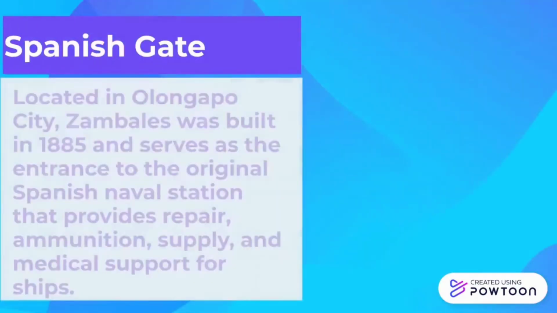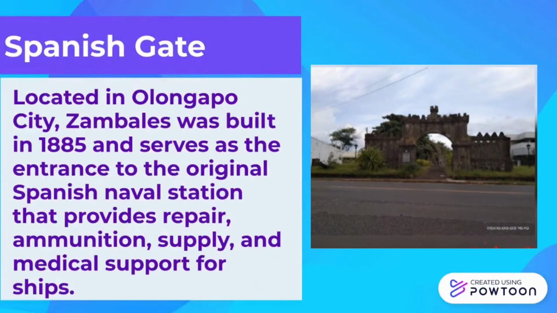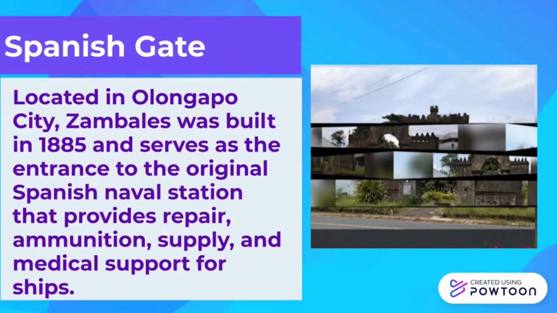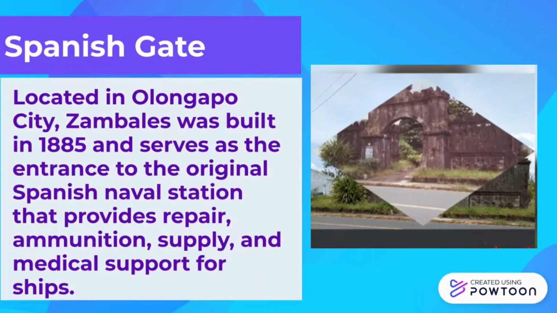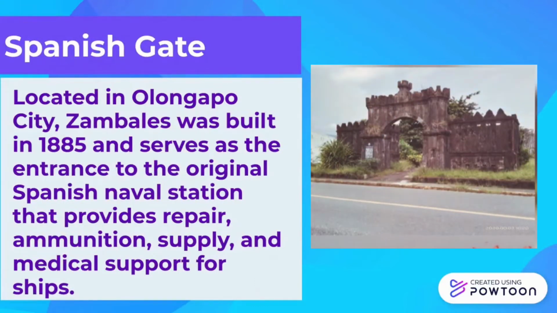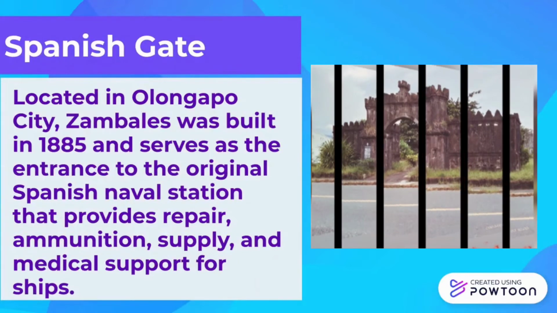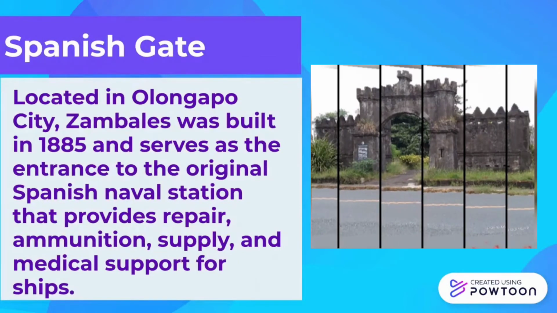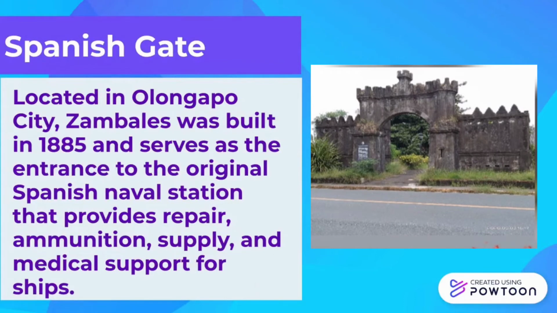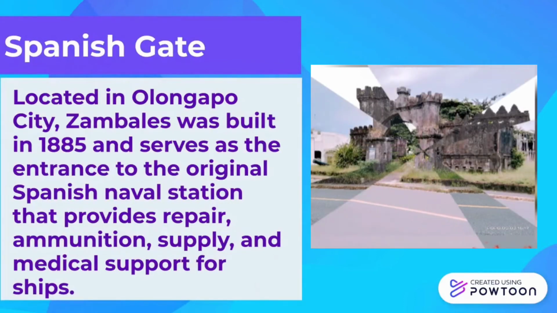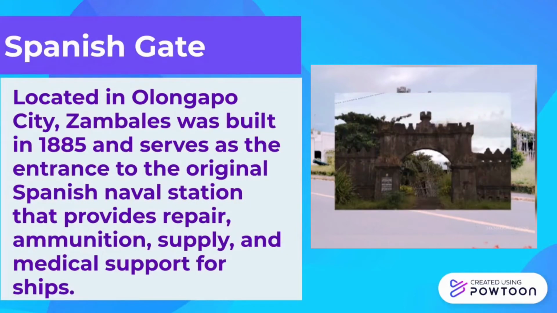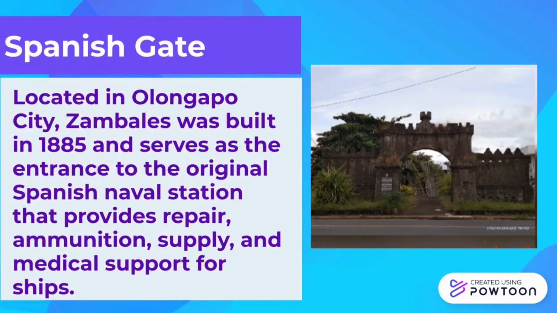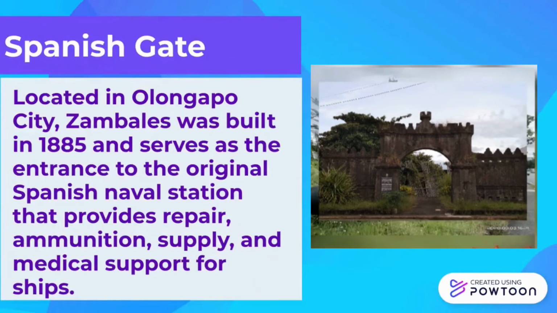The third one is Spanish Gate. It is located in Olongapo City, Zambales, and it was built in 1885 and serves as the entrance to the original Spanish naval station that provides repair, ammunition, supply, and medical support of ships. It has high walls made from locally quarried stone connected to the south gate that faced the waterfront. It was used as a jail during Spanish and American occupation.